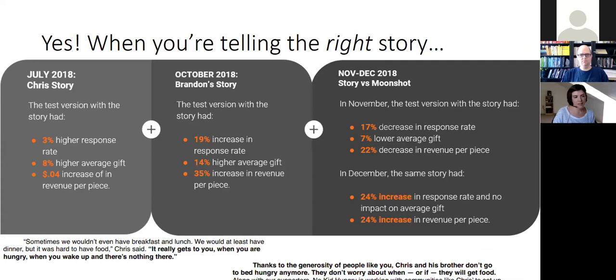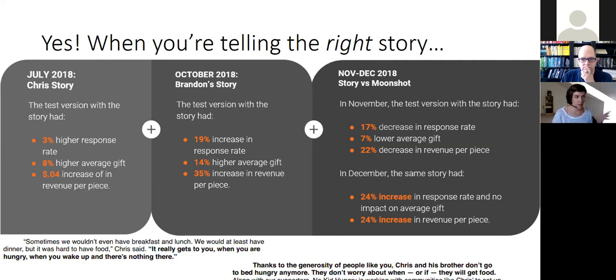It really gets to you when you are hungry and you wake up and there's nothing there. And then we were able to tie that story through to the call to action. So after we talked about what the donor helped make possible by donating and helping us create summer meals programs in Chris's community, we're able to say, thanks to the generosity of people like you, Chris and his brother don't go to bed hungry anymore. They don't worry about when or if they will get food.